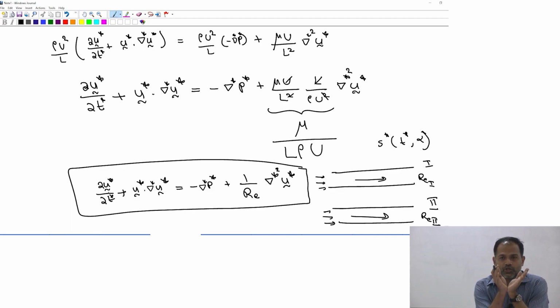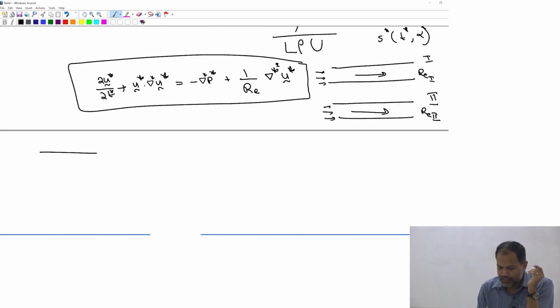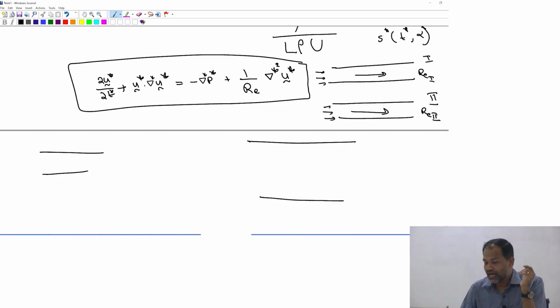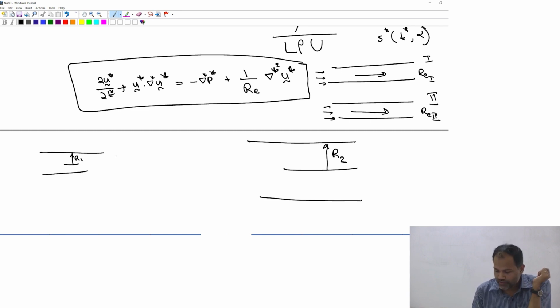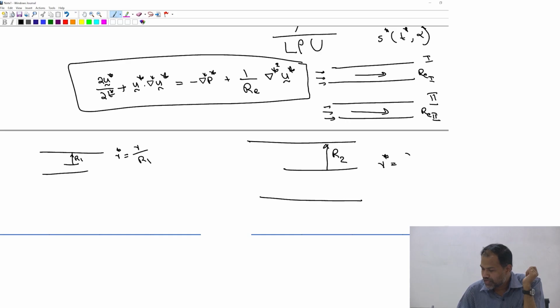Okay, when you take out the solution in terms of an X star, it doesn't matter what the actual dimension is. Let's say if you are talking about a small pipe, and then you are talking about a large pipe. Let's say in the small pipe the radius was R1. In the large pipe, let's say the radius is R2. In the small one, the non-dimensional R star would be R divided by R1. Here, R star would be R divided by R2. So this R star would vary between 0 and 1. Here, the R star would vary between again 0 and 1.